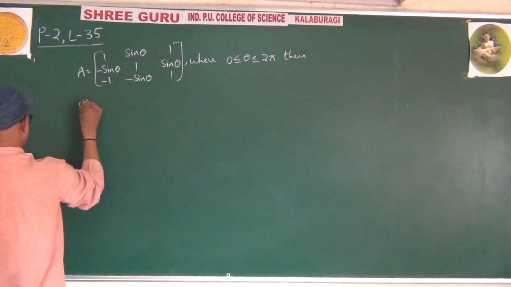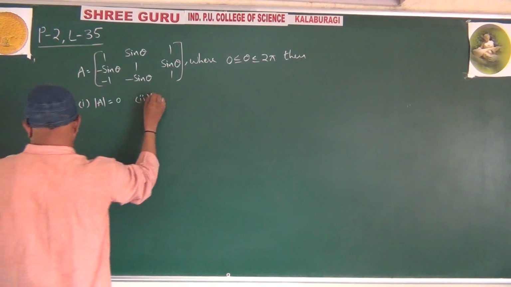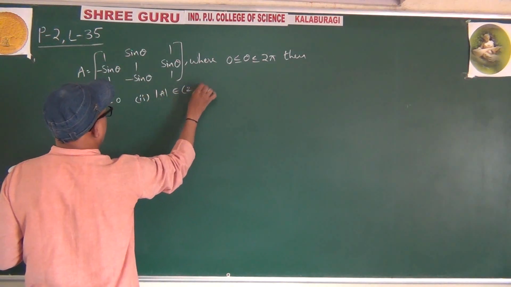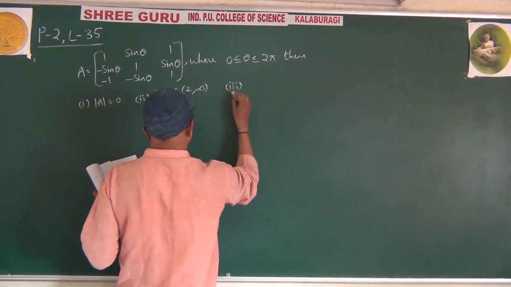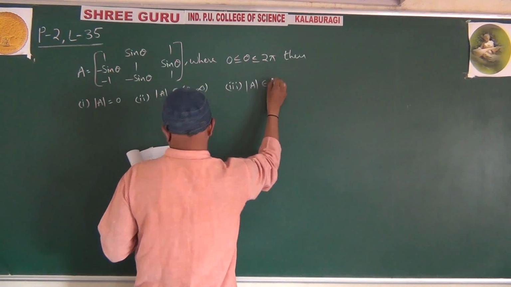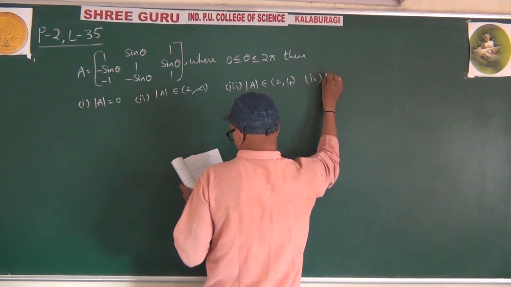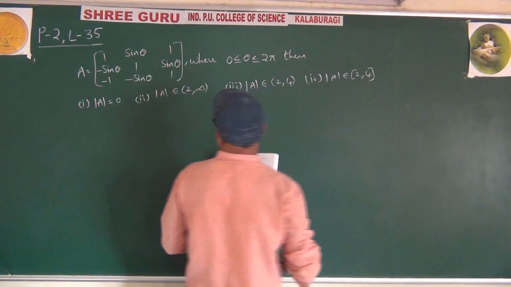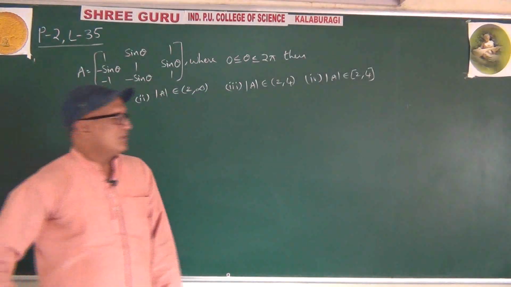Then first option, determinant A equals 0. Second option, determinant A belongs to open bracket 2 comma infinity. Third one, determinant A belongs to open bracket 2 comma 4. Fourth one, determinant A belongs to closed bracket 2 comma 4. Directly we can mark it.